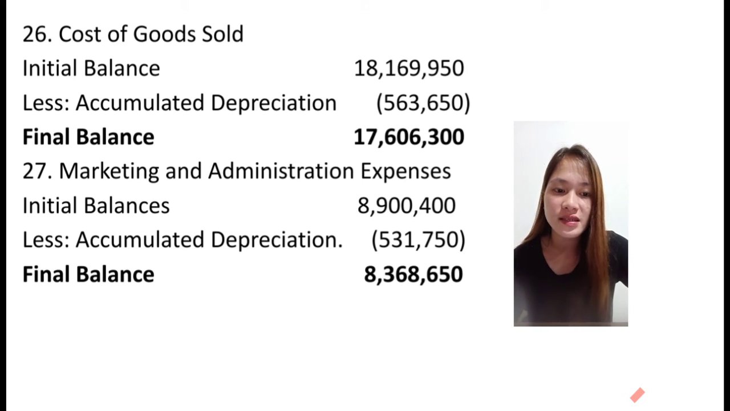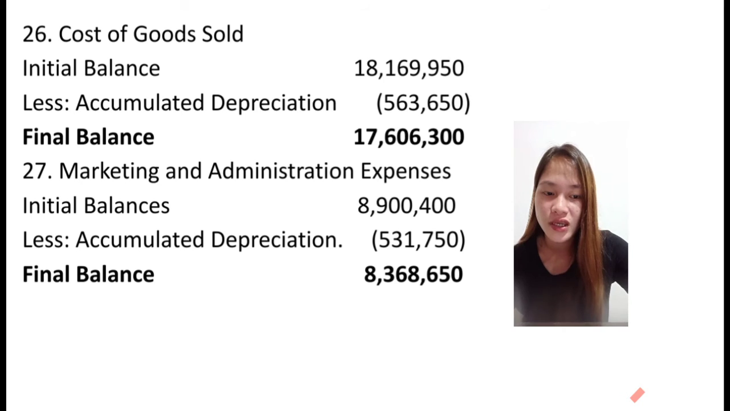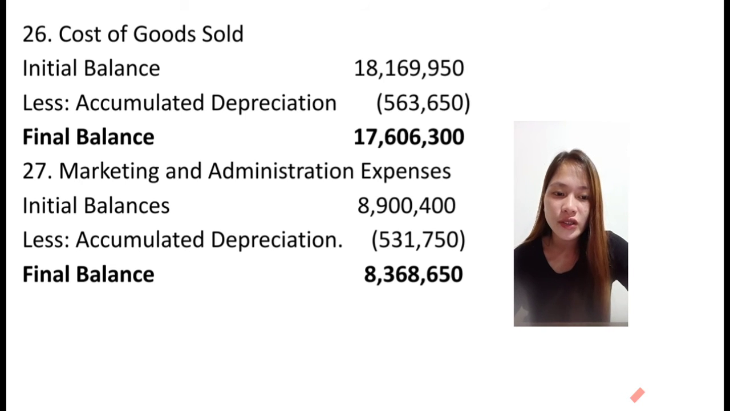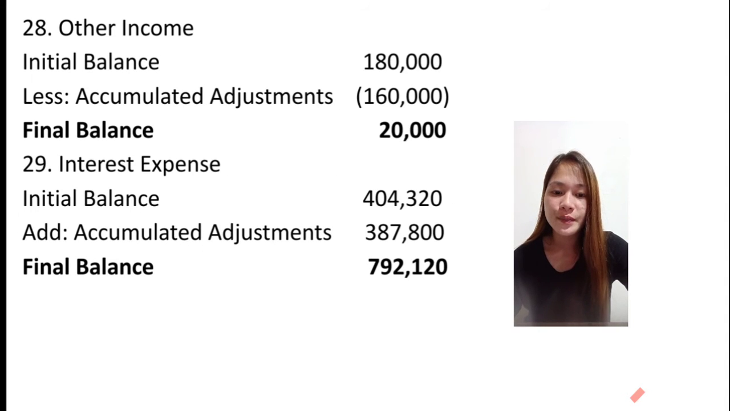Number 27, marketing and administrative expenses. So the initial balance is 8,900,400 pesos, less the accumulated adjustment 531,750. So our final balance is 8,368,650 pesos.